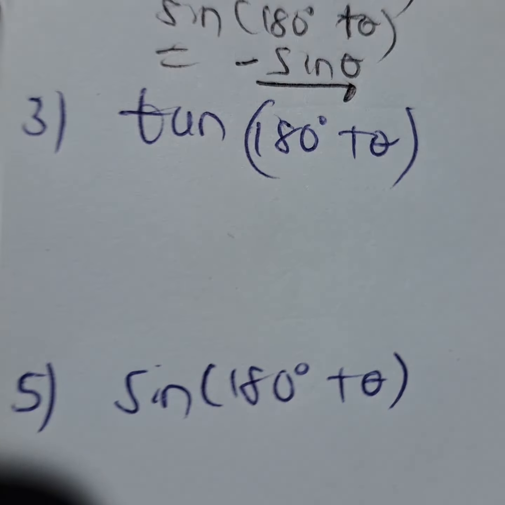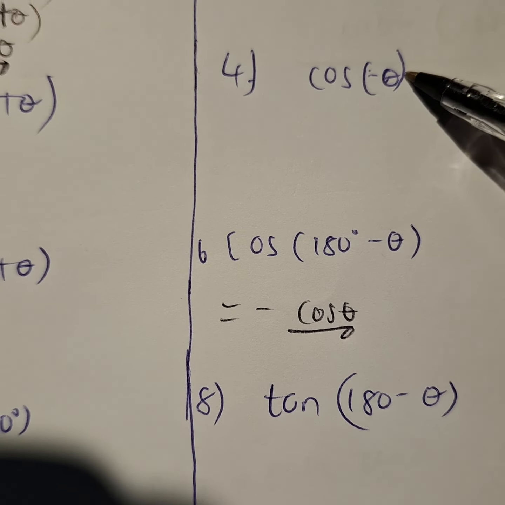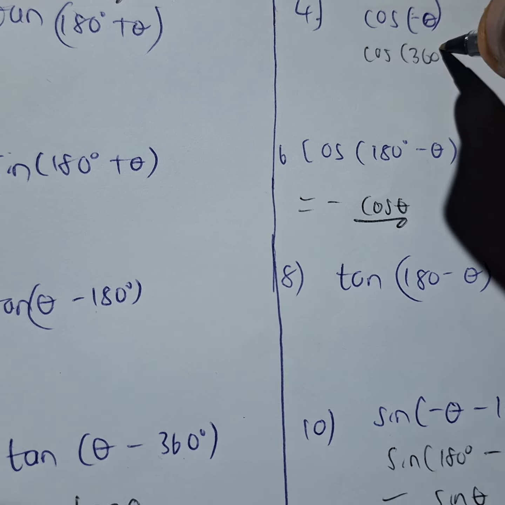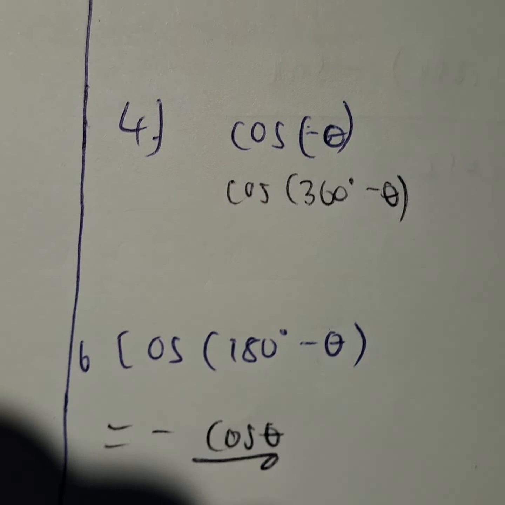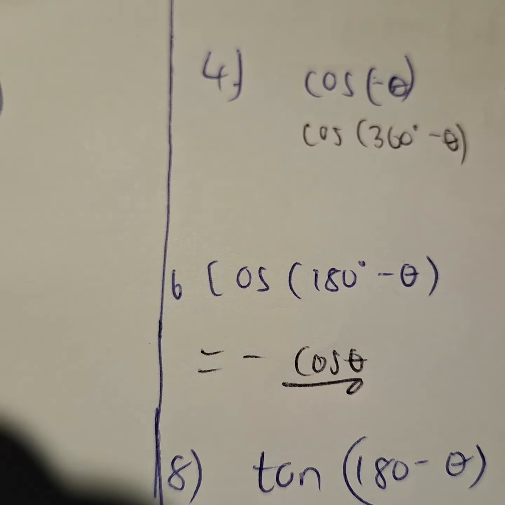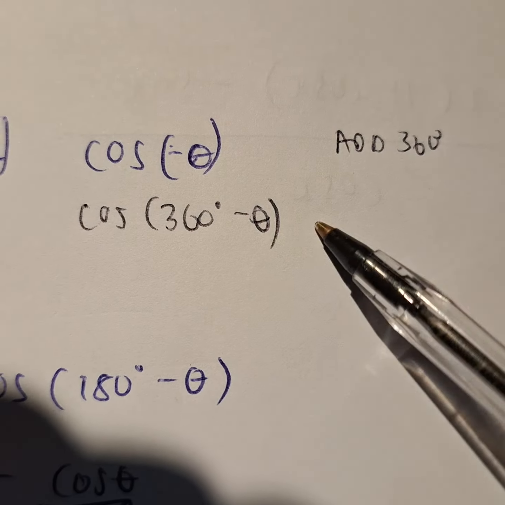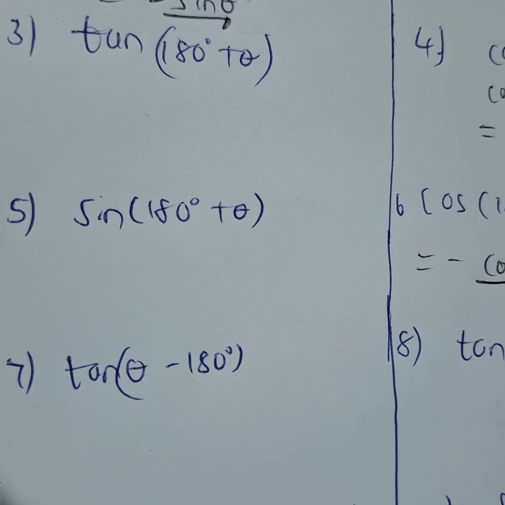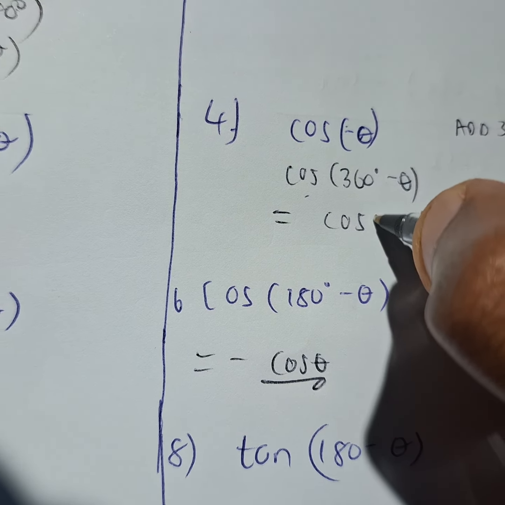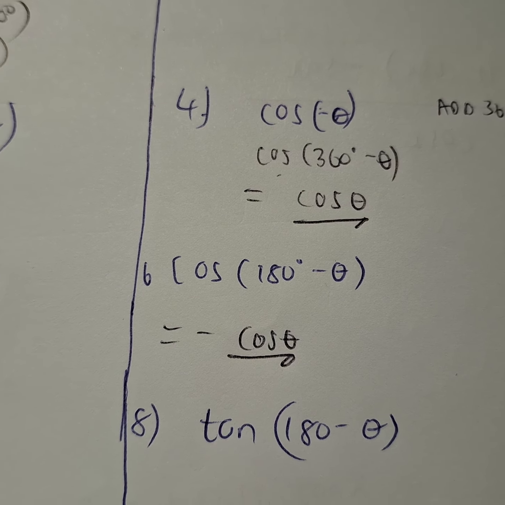Here's another one. Cos of a negative angle. What do we do? We add 360. So in other words, this would be like saying 360 degrees minus theta. Because what did you do? We add 360 when an angle is negative. So 360 minus theta is in the fourth quadrant. How is cos there? Cos is positive. So we write positive cos theta.